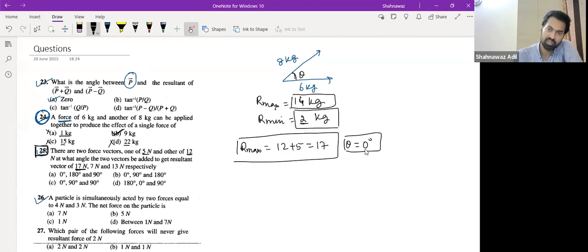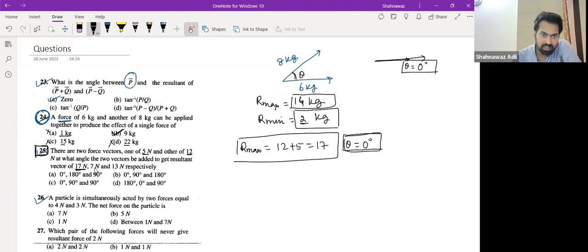This is Rishita's answer. So Akib, what is your answer? Akib, am I audible? Rishita, am I audible? Yes, sir. Maybe Akib cannot hear me. So just remember that for R max, these two vectors coincide, so theta equals 0 degrees. So yes, Rishita, correct answer.